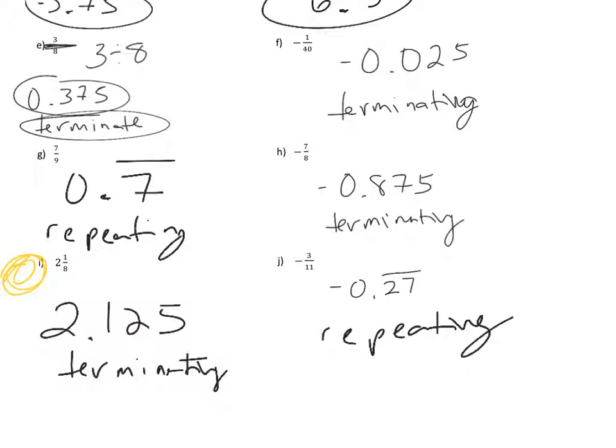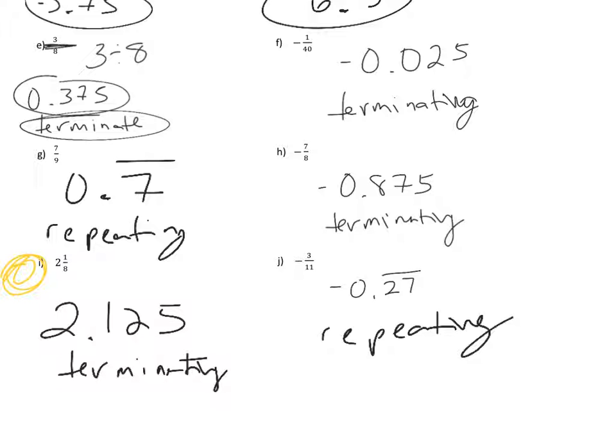Okay, by this time I hope you've had the chance to do these on your own. Because again, the only way to know this is to do it. The only way to learn it is to practice. Whether you're doing it the old-fashioned 5th and 6th grade way or whether you're using a calculator. Letter F, you should have -0.025 and it is terminating.